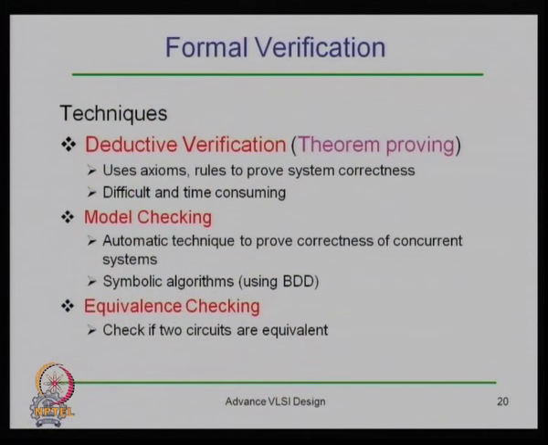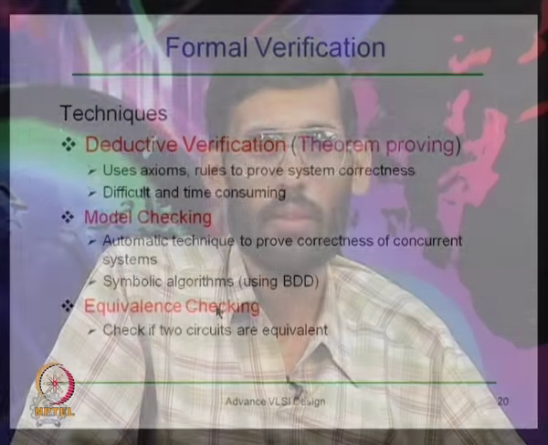The other technique that we use is model checking. In model checking, we specify the design behavior using some mathematical formula, and we model the implementation using a finite state machine or finite automata, and then we prove the correctness of some properties which are specified using mathematical formulas. This is based on symbolic algorithms, like BDD based techniques or SAT based techniques, and it is a fairly automatic technique. So, model checking and equivalence checking are fairly automatic techniques, whereas deductive verification is a semi-formal technique. In the next couple of lectures I will briefly discuss these equivalence checking, model checking and deductive verification techniques.